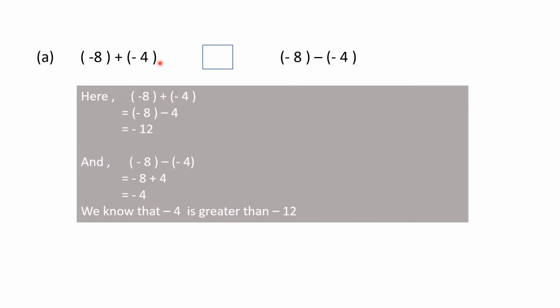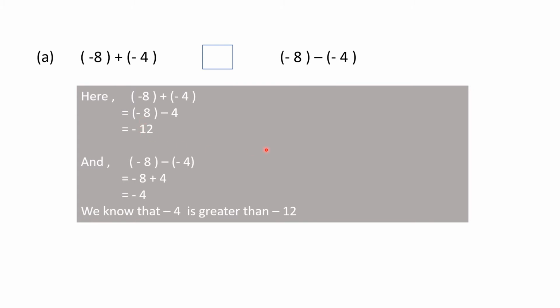So let's look at the first part, -8 plus -4. As you can see, -8 will remain the same, plus minus will become minus, and 4 will remain the same. Minus minus will become plus, so 8 plus 4 will be 12, and with the greater number's sign, -12, right?